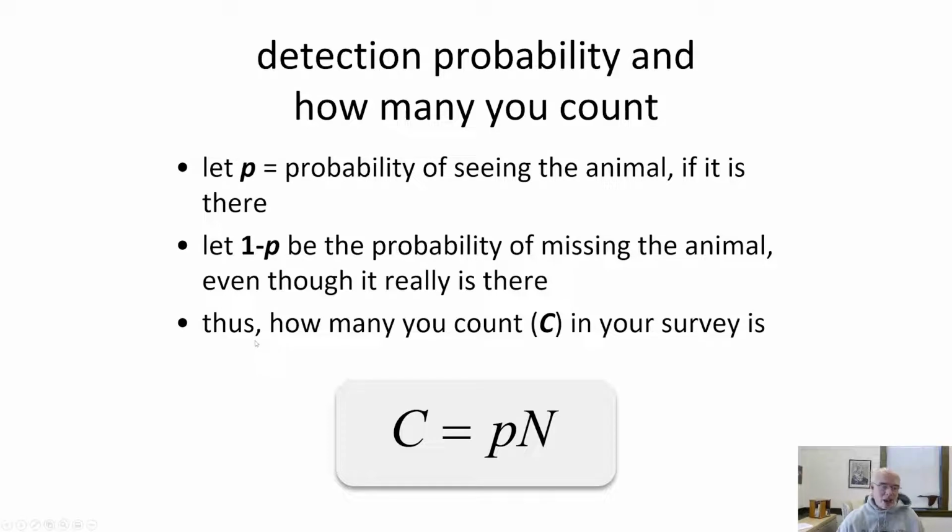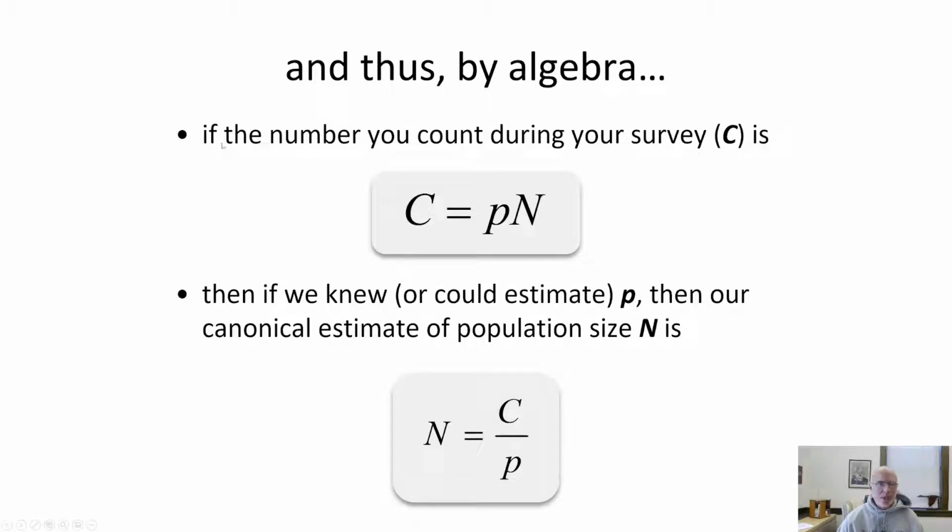Okay, so now let's put those two things together. How many do you actually count? Well, how many you actually count in your survey is a product of two things. It's the product of how many you actually have times the probability of detecting the error, or detecting the animal given that it's there. Okay, so let's look at this a little bit. So if the number that you count during your survey is C, and we accept algebraically that it's the number that are really there times the probability of detecting them, then by simple algebra, we could rearrange things and come up with an estimator for N.